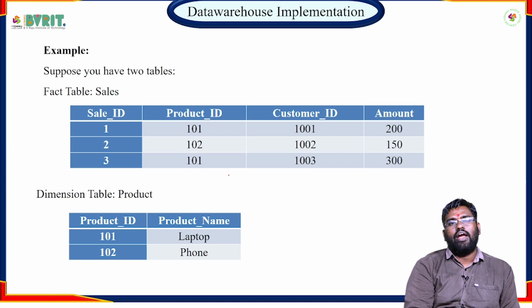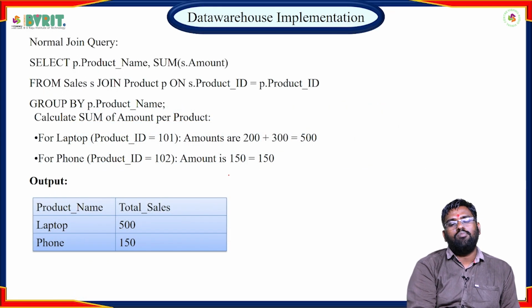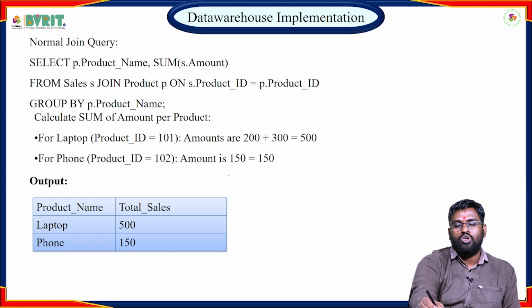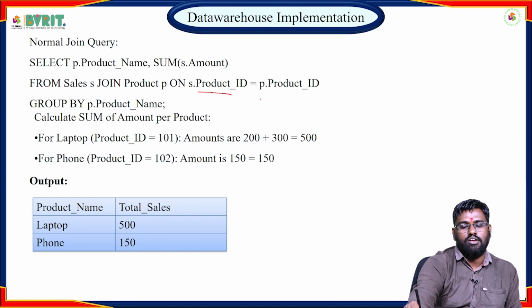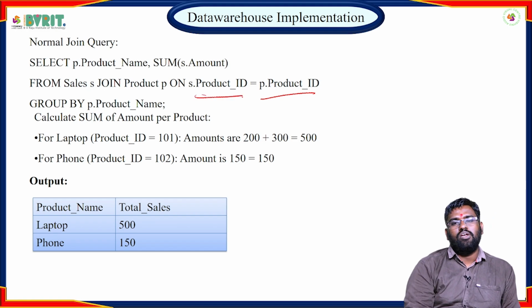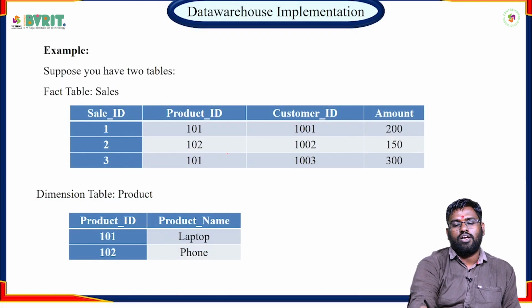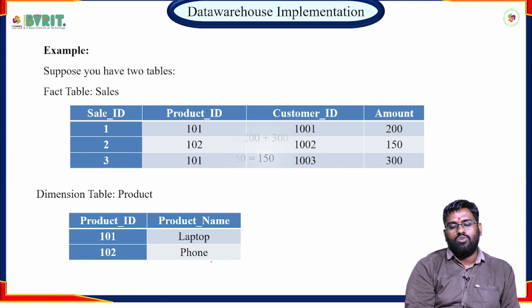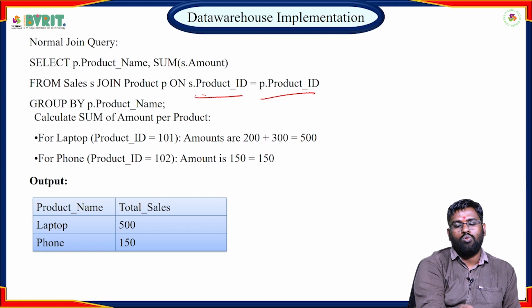So now what I have to write: select P.product_name, sum of S.amount. That means from the product table we have to collect the product names and the sum of the amounts of the products. So from sales S join product P, that means from the sales table joined with the product table, where S.product_ID is equal to P.product_ID. So S.product_ID 101 equal to 101 means they need to retrieve the product name laptop for this one. Next, 102 means they need to retrieve the value phone along with the amounts like this. So now the product IDs will be the same, group by product name.